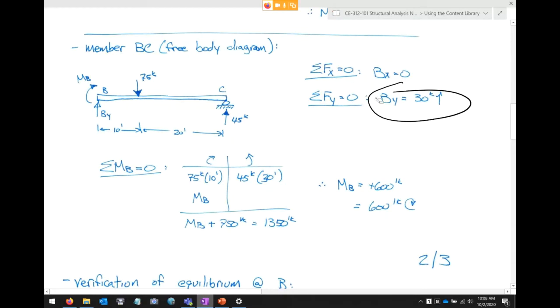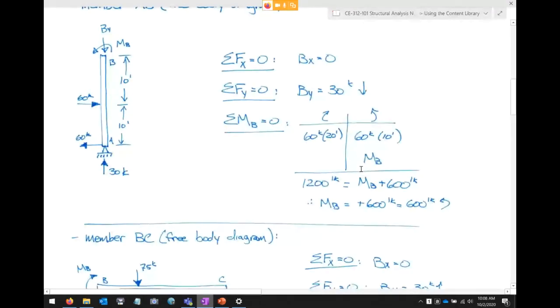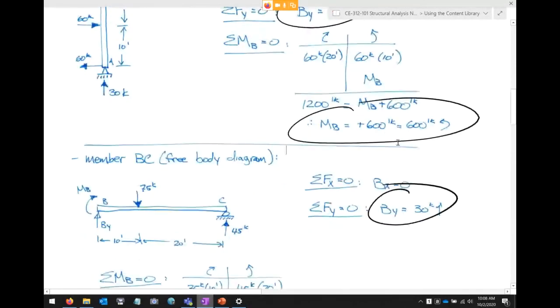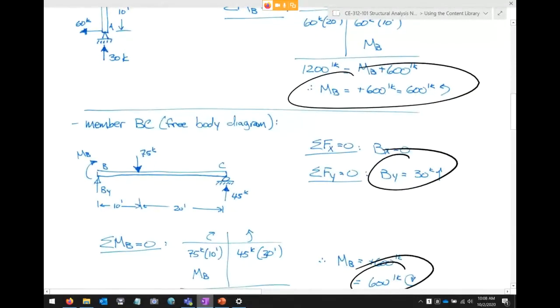And then the sum of moments at B gives me the same moment. Now, just to be clear, if you look, the numbers all match. I've got 30 and I've got 30. And then this came out as 600, and this came out as 600.